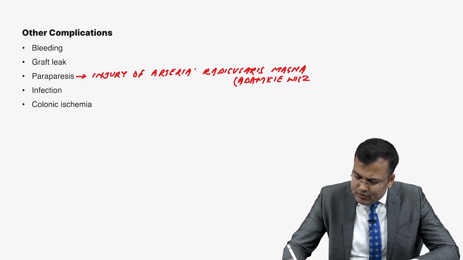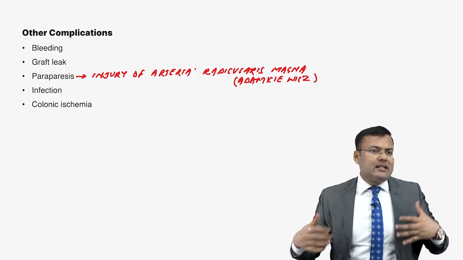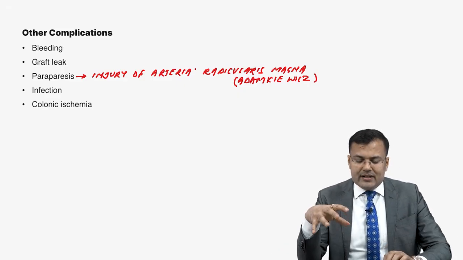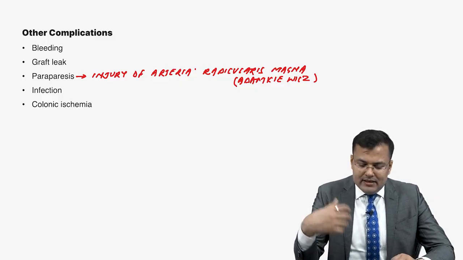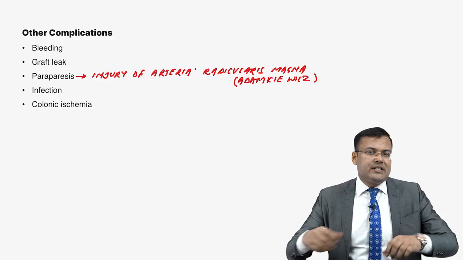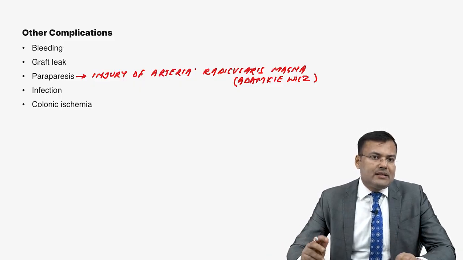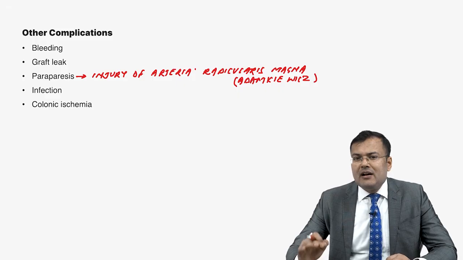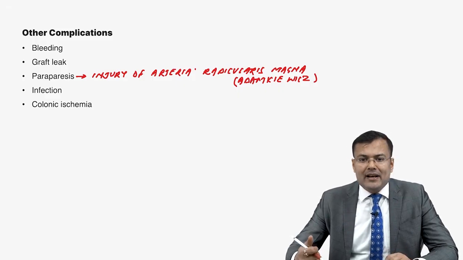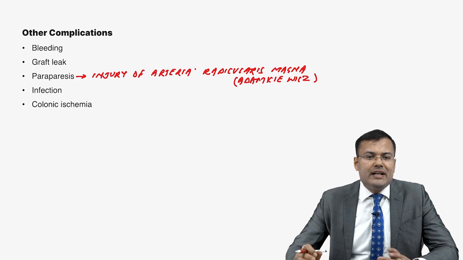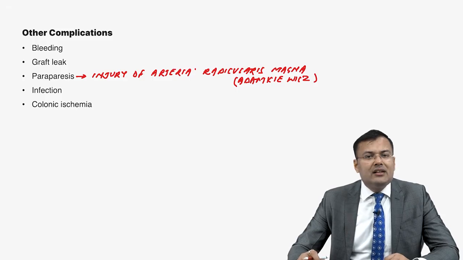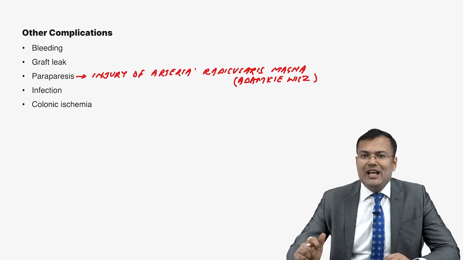Artery of Adamkiewicz. What's the problem? This is the main artery that supplies the anterior spinal artery. And you know that anterior spinal artery is going to supply the thoracolumbar segment of spinal cord. So paraparesis is because of injury of arteria radicularis magna, also known as artery of Adamkiewicz. There can be infection, there can be colonic ischemia. So these are the other complications of aortic aneurysm repair.